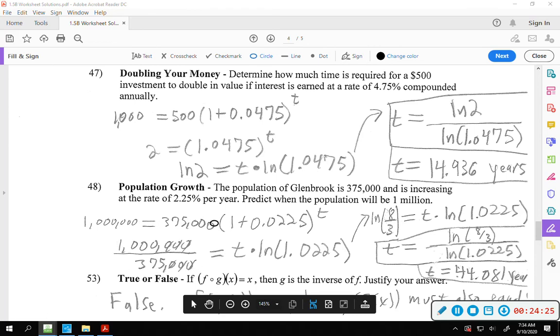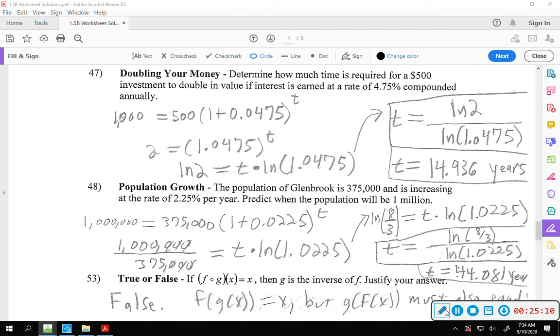I'm taking the natural log of both sides so I can drop down this variable out of the exponent. The natural log property allows me to do that. Okay? I should have written the natural log right here, so that should have a natural log on this side, because I'm taking the natural log of both sides in order to drop this down. It shows up here. I reduce this fraction down to be 8/3, and then I'm dividing both sides by the natural log of 1.0225 to get t by itself. There it is. If you type that into your calculator, you should get 44.081 years.